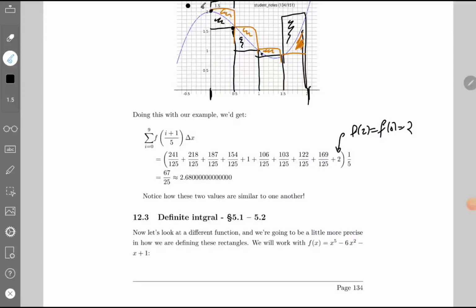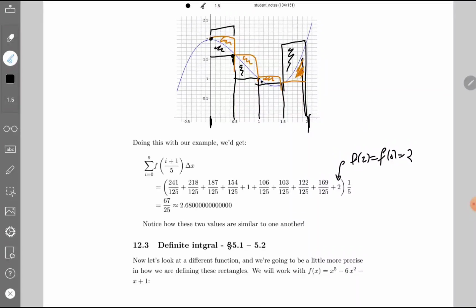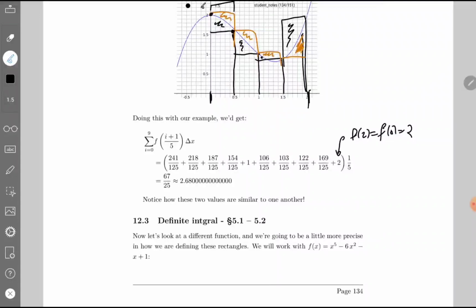So let's look at a different function. And let's be a little more precise with these rectangles, right? We haven't been too precise. And like we said, we're trying to calculate the area, right? So let's talk about these intervals here. And let's be, I've said this 5 million times, more precise.